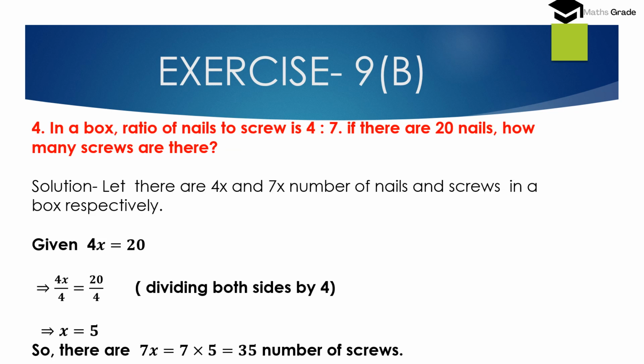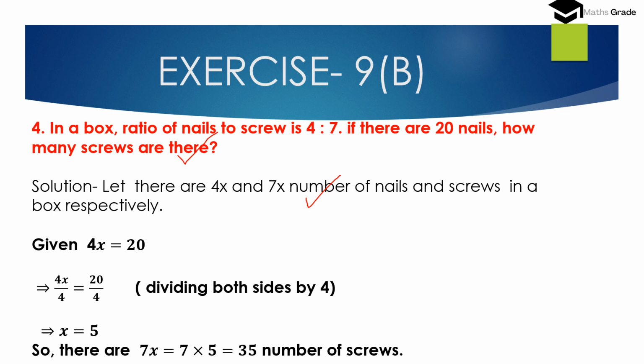Now we'll solve question number 4. Question number 4 is, in a box ratio of nails to screw is 4:7. If there are 20 nails, then how many screws are there? Let the nails and screws be 4x and 7x respectively. In a box there are 4x and 7x nails and screws.